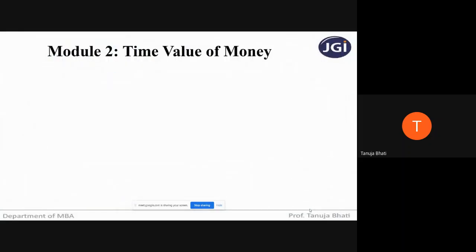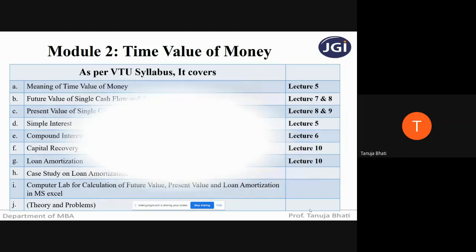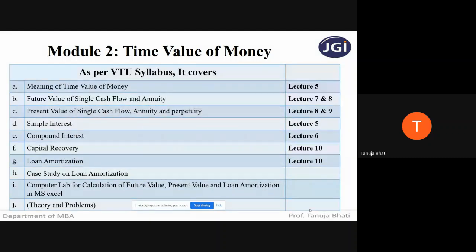So module number 2, as we know, is time value of money. In this particular module we have seen almost everything. We have seen how to calculate the time value of money: future value, present value, compound interest, simple interest, capital recovery, loan amortization, and a case study on loan amortization. We'll solve it as and when we come across the previous year's questions.